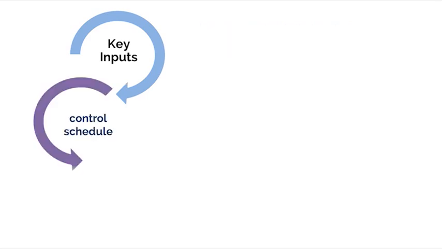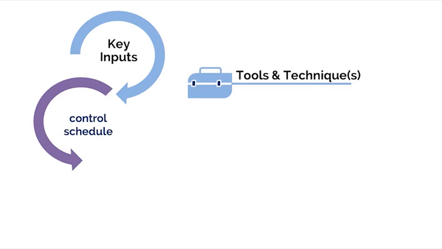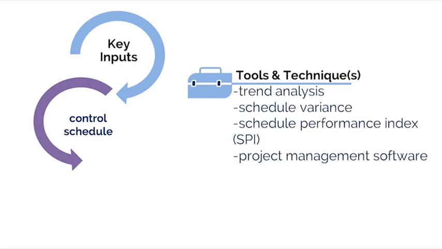Let me highlight a few key tools and techniques in this process. We have performance reviews, such as trend analysis, which examines project performance over time to determine whether performance is improving or deteriorating. Schedule performance measurements, such as schedule variance, or SV, and schedule performance index, or SPI, can also be used to assess the magnitude of variation to the original schedule baseline.